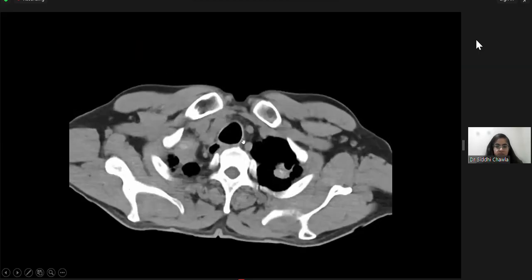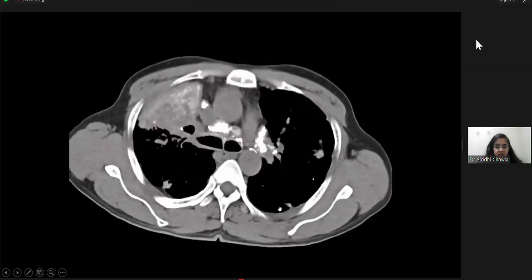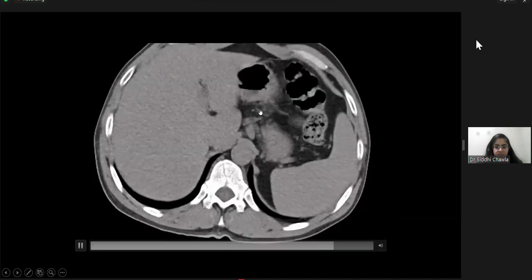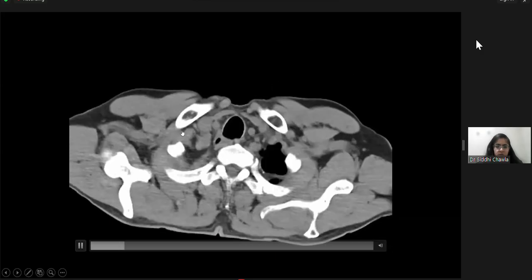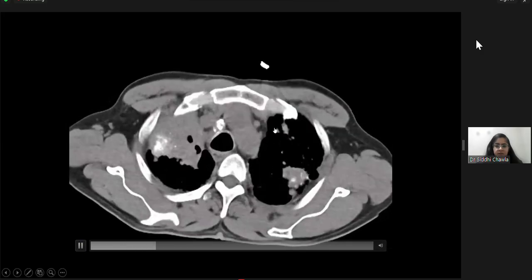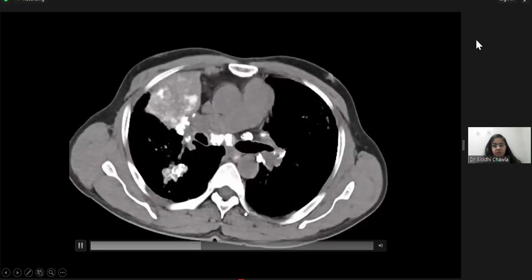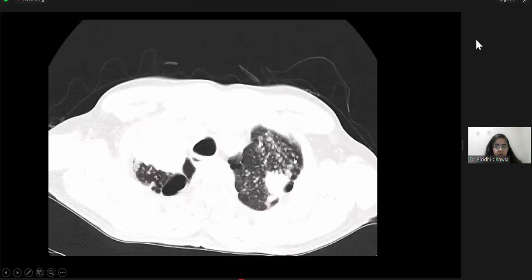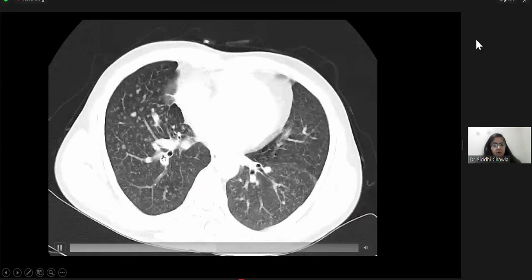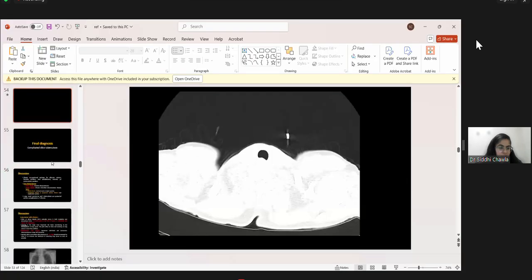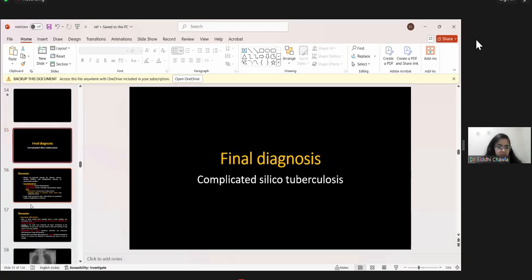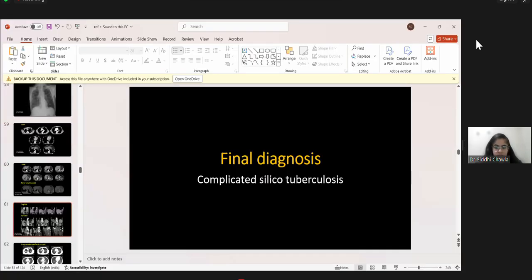I don't know if this will play. So this was again the case in which you can see there was this sheet-like soft tissue in the right upper zone, and multiple calcified nodes were there. I'll just play the lung window also. This was a case of silico-TB, which we had discussed. This was a complicated silico-TB. So these were the two cases that we had discussed last time.